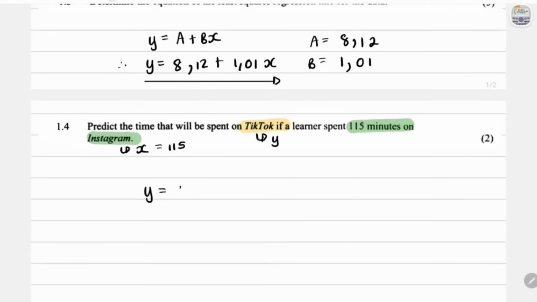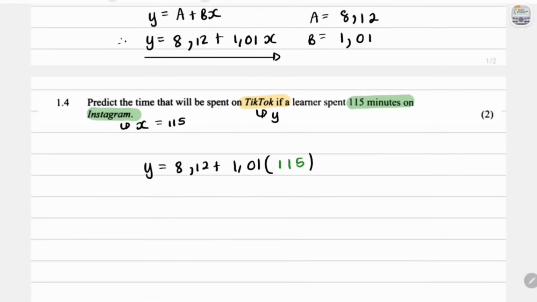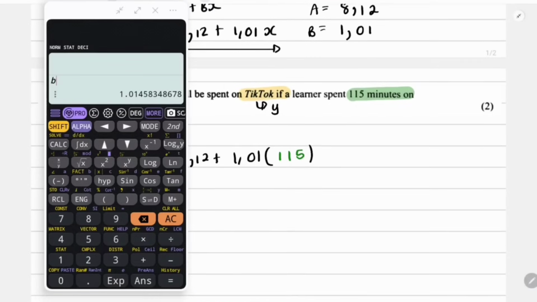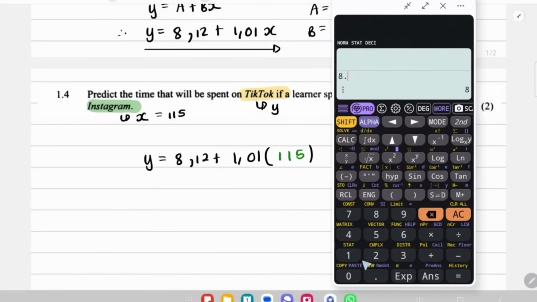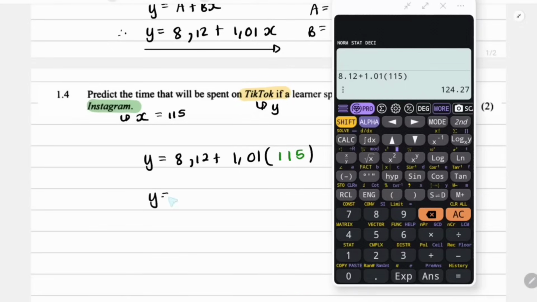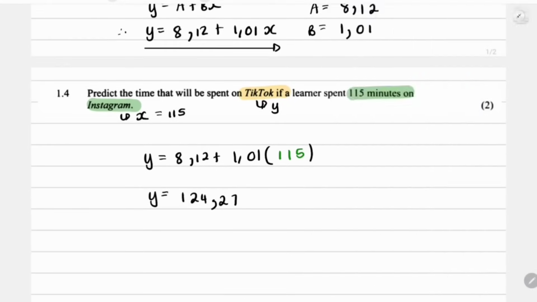We can use the equation to do that. So y equals 8.12 plus 1.01, and in place of x, we're going to substitute our 115 minutes. You can calculate this on your calculator. You don't have to worry about the fact that the data is there; it can still do calculations normally. So we can punch that into the calculator: 115, and you see our answer. So y is equal to 124.27. Remember that this is in minutes.